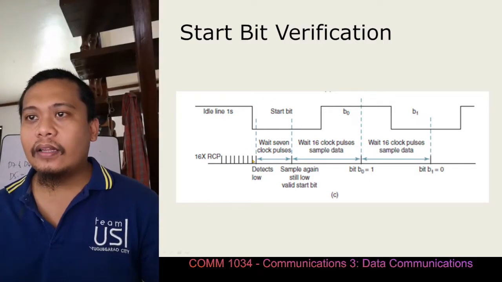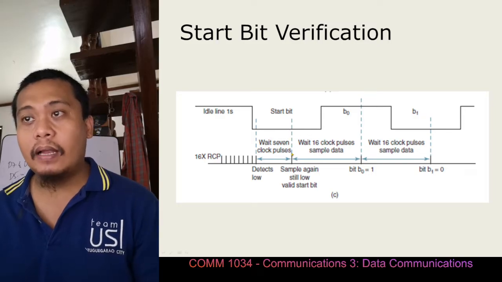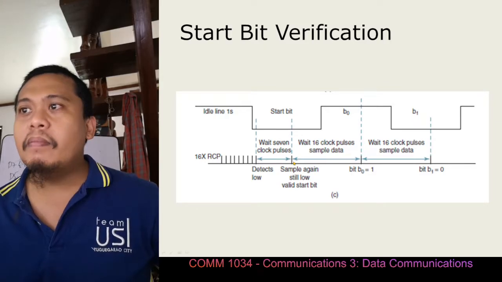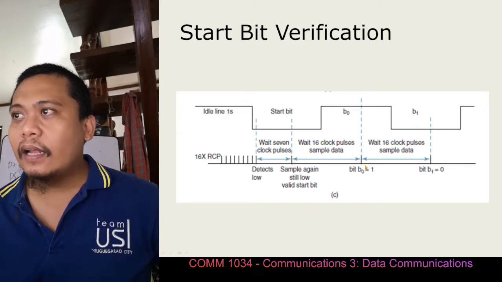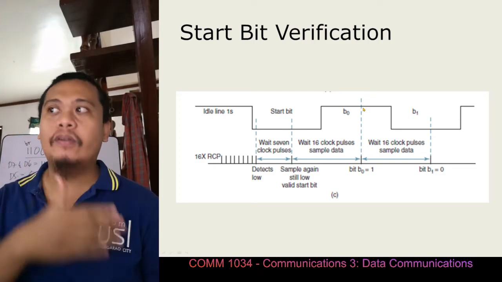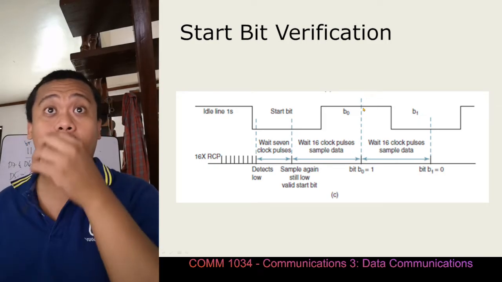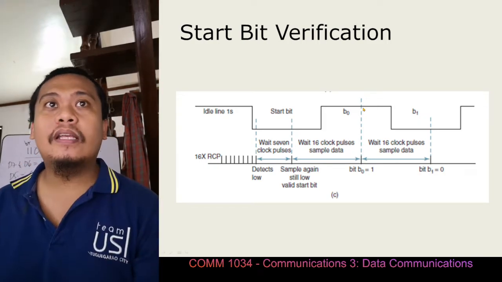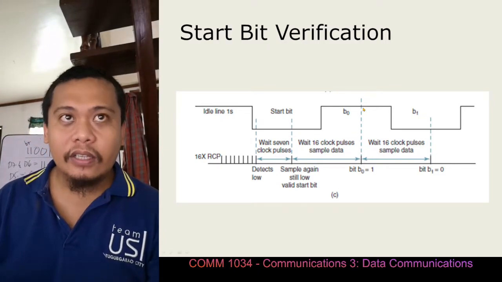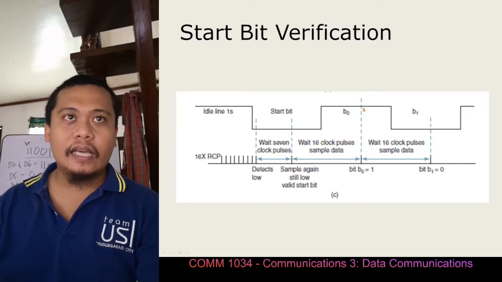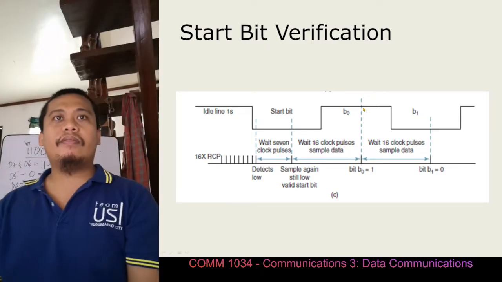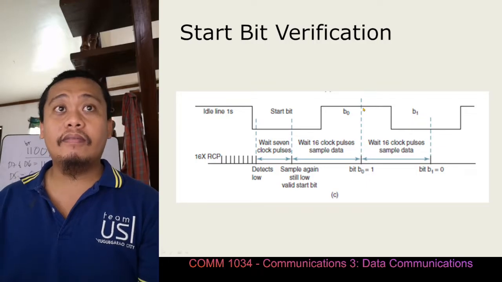Diba, na-detect na to. Maghintay siya ng 7 pulses. Pag na-confirm na low pa rin siya, magbibilang siya ng 16 pulses. Then kung ano man yung masample niya dun, 0 or 1, yun na yung first bit or bit 0. And so on. Every 16 pulses siya mag-re-resample. So the UART continues sampling the data once every 16 cycles until the stop bit is detected, at which point the start bit verification circuit begins searching for another valid start bit.